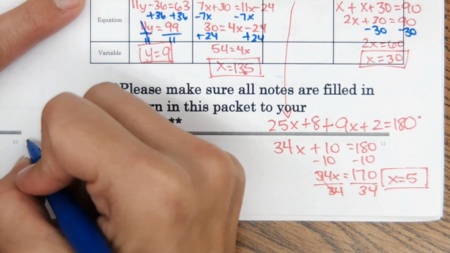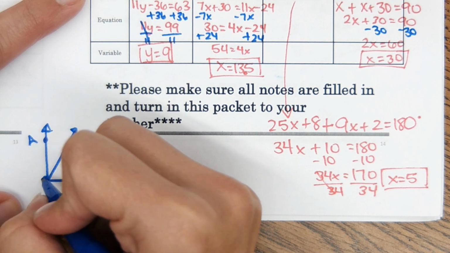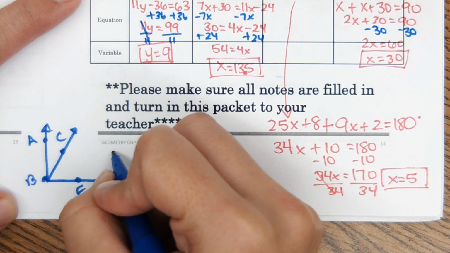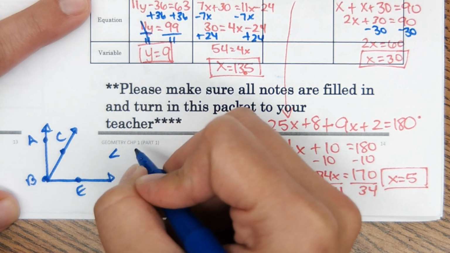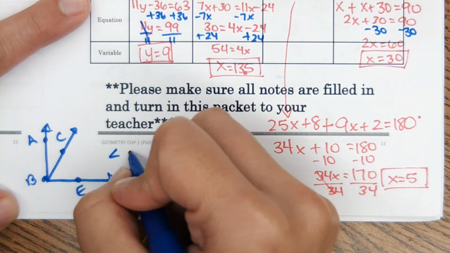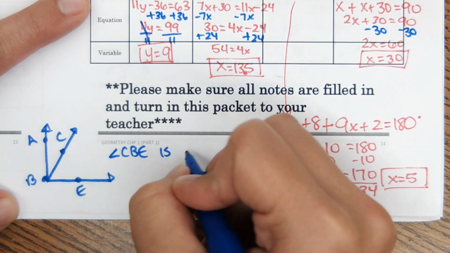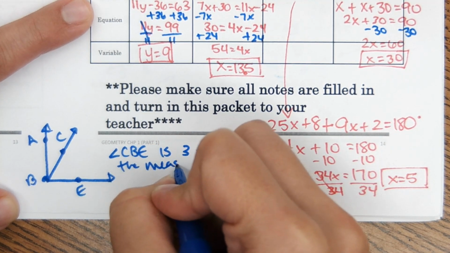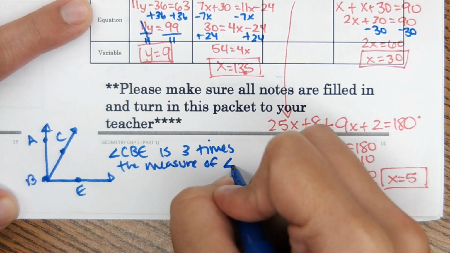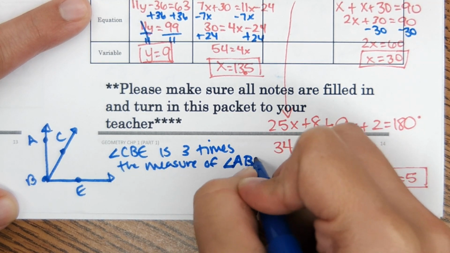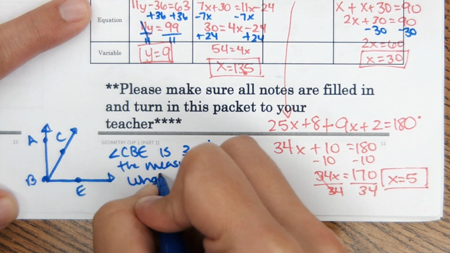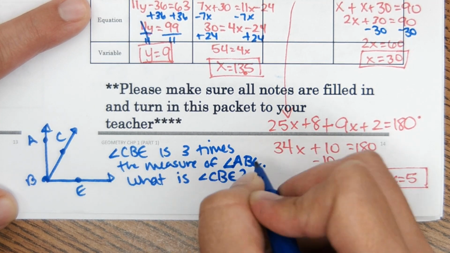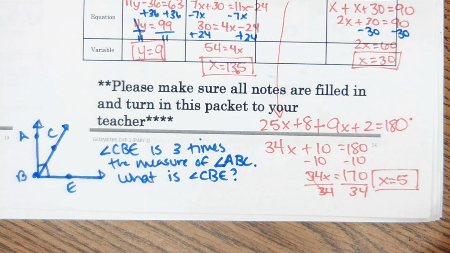So here, let's say we have angle A, B, E. We'll call this C. And then the problem says that angle CBE is 3 times the measure of angle ABC. What is angle CBE? Okay, and then I also showed that that's 90 degrees.